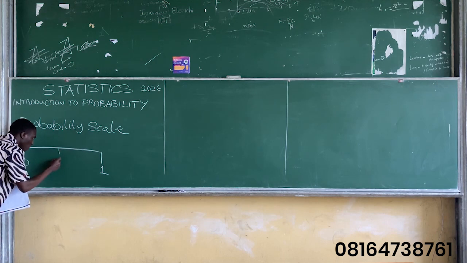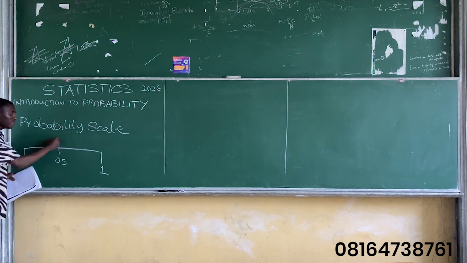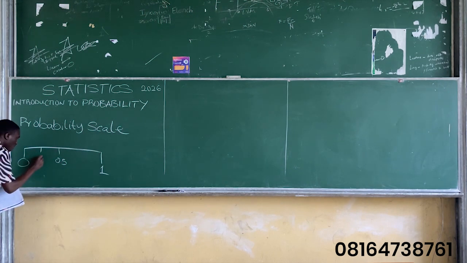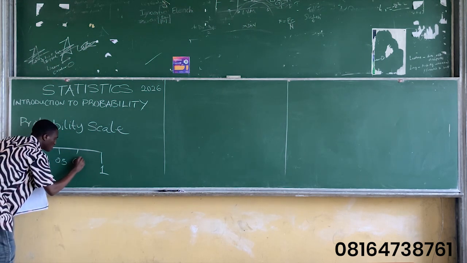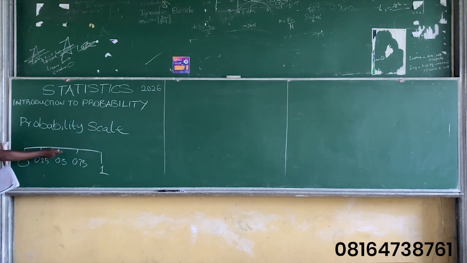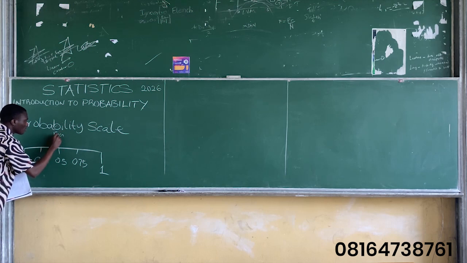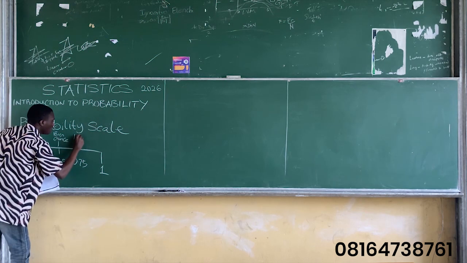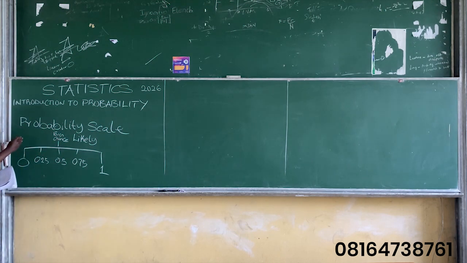In the middle, we have 0.5. This presents an even chance of an event occurring. To the left, we have 0.25 as an example. To the right, we have 0.75. Now, to the right of the even chance of the event occurring, we have the likely region, while to the left of the even chance, we have the unlikely region.